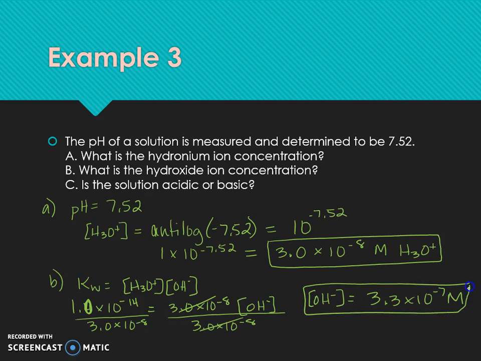Now the next question says, is this acidic or basic? So we look here and we say, well, the pH is greater than 7, so it has to be basic, right? Well, let's check another way. Our hydroxide ion concentration needs to be greater than our hydronium ion concentration in order for it to be basic. And it is. This is a bigger number than this one, so it has to be a basic solution.